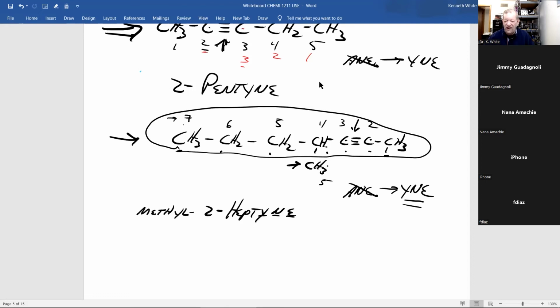And what carbon is it on? Well, we've already defined this as 2. This has to be 3. Therefore, it's on carbon 4. So that's 4-methyl-2-heptyne. Let's go through that again.